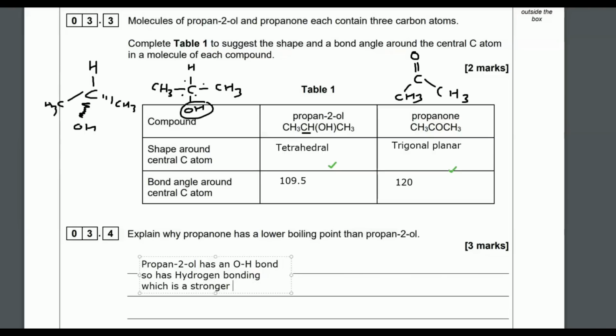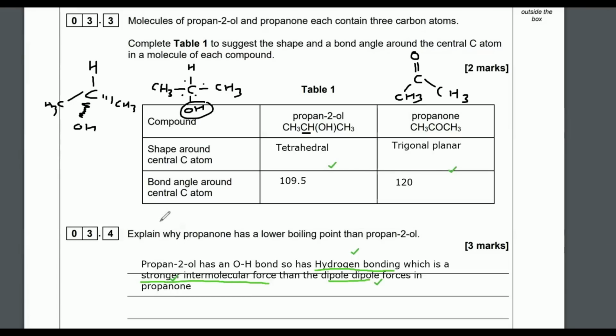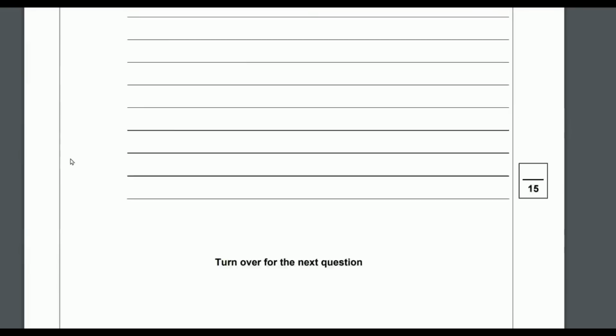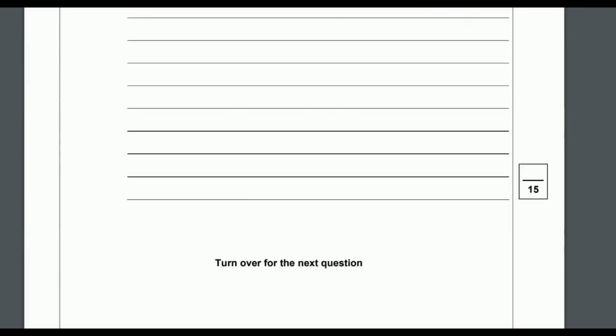Of course, if you have NH, FH, or OH, you're going to have hydrogen bonding, and that's the strongest type of intermolecular force, and that's stronger than the intermolecular forces found between propanone molecules, which are dipole-dipole forces. So your 3 marks really are here for spotting that propan-2-ol has hydrogen bonding, then stating that hydrogen bonding is stronger than the intermolecular force in propanone, and the intermolecular force in propanone is dipole-dipole. So you get 1 for identifying the intermolecular force in each, so hydrogen bonding and van der Waals or dipole-dipole, and then saying that the hydrogen bonding is stronger.